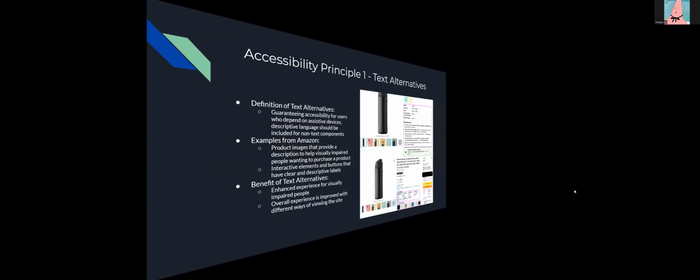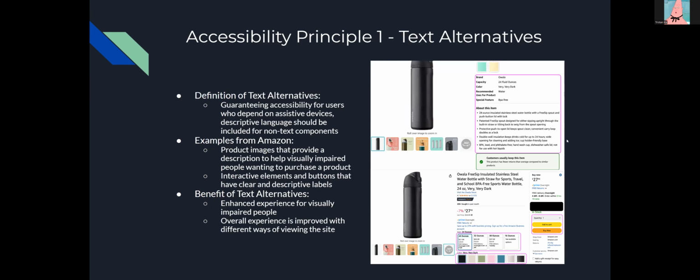Now moving on to accessibility principles. The first one I would like to look at is text alternatives. So a text alternative is guaranteeing accessibility for users who depend on assistive devices. Descriptive language should be included for non-text components. So we can clearly see for the water bottle, there is a clear description, including the brand, the capacity, the color, and the recommended use for the product, with more descriptive sentences describing the actual water bottle to paint a clear picture for the user. As they aren't able to physically hold it, they can draw a picture better with these types of descriptions.